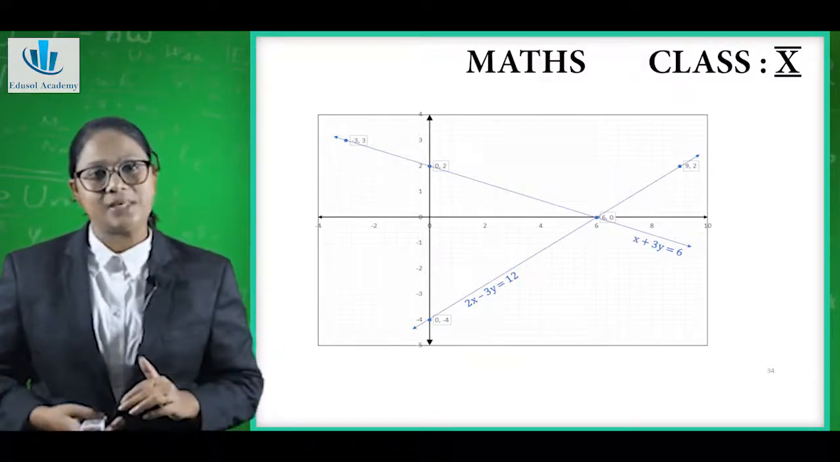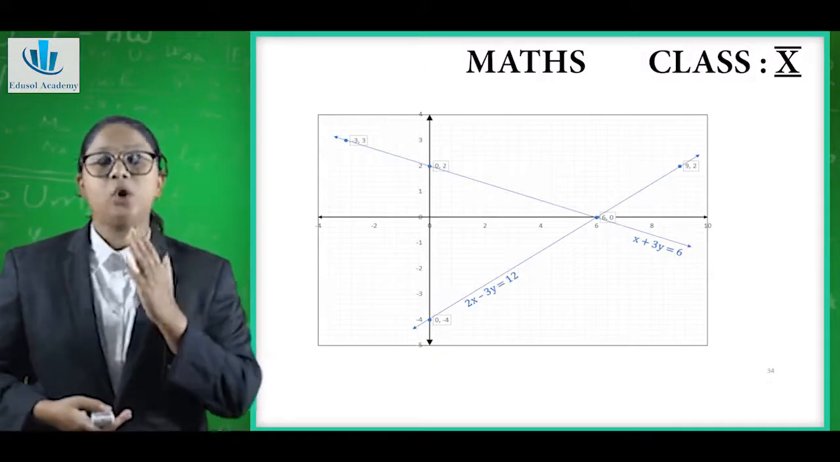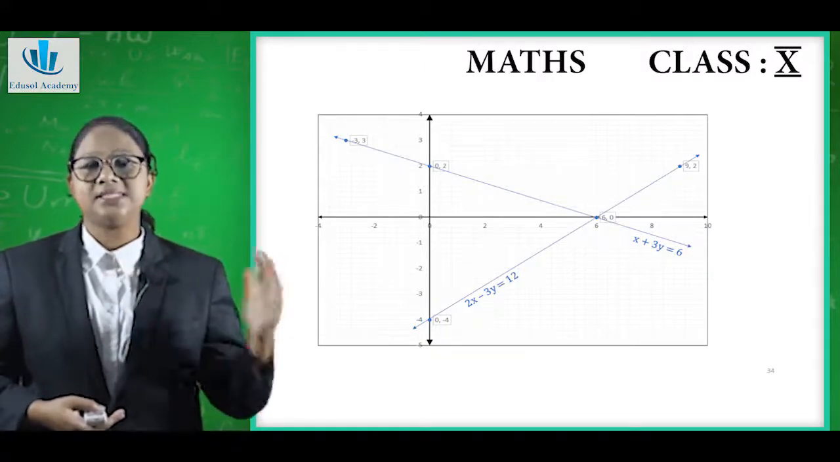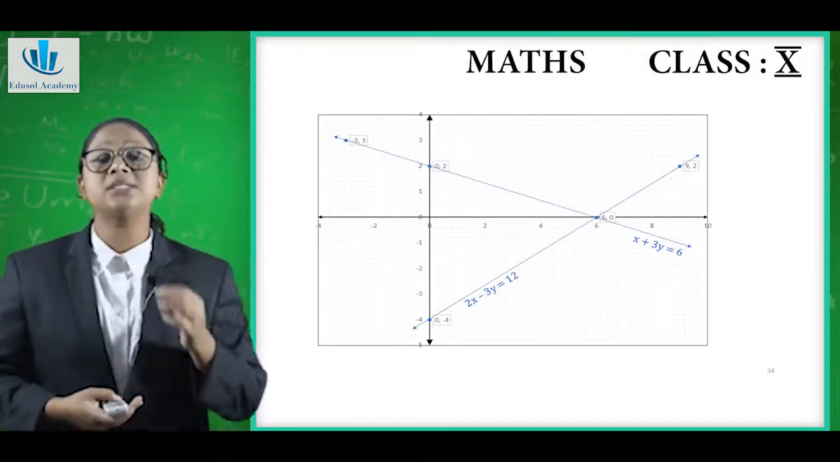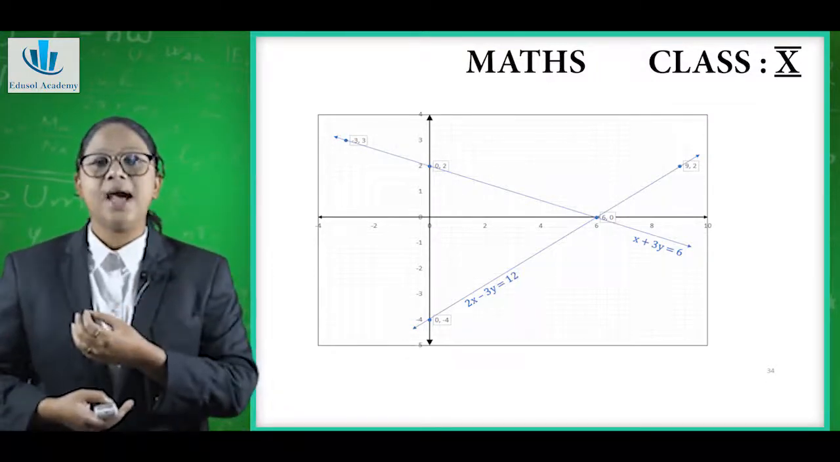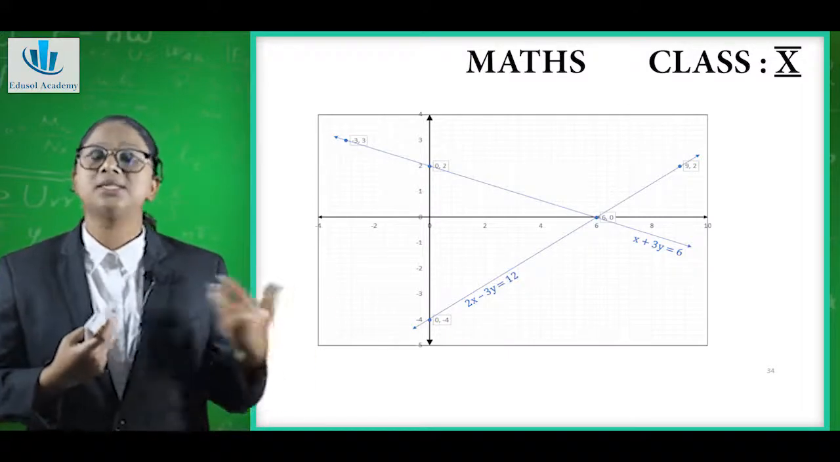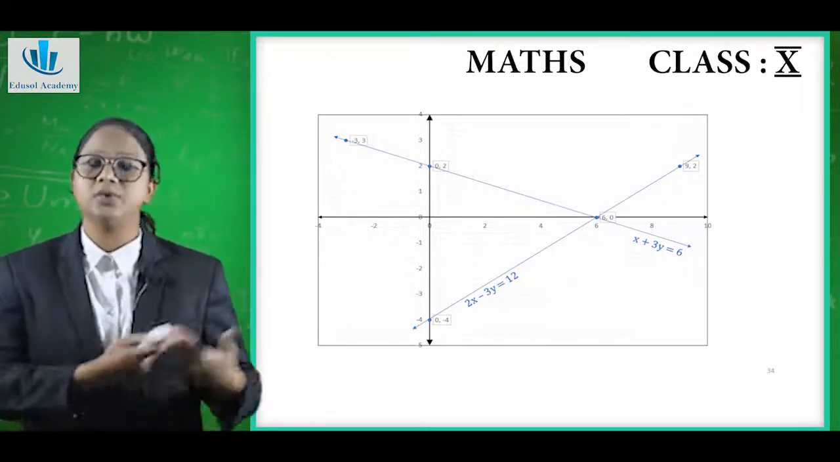So base is 6. Now what is the gap between the origin and the x coordinate? The other point is 6, 0. What is the gap between the origin and the 6, 0? That is 6 divisions again.